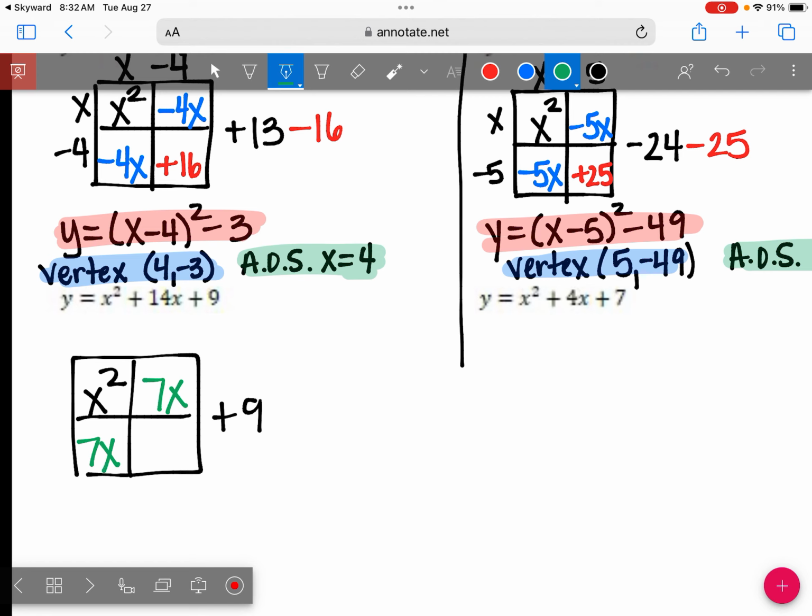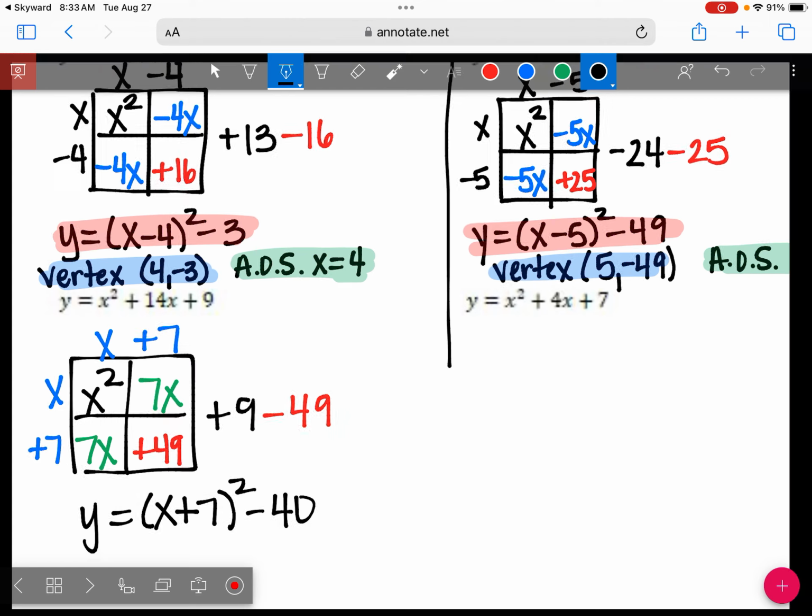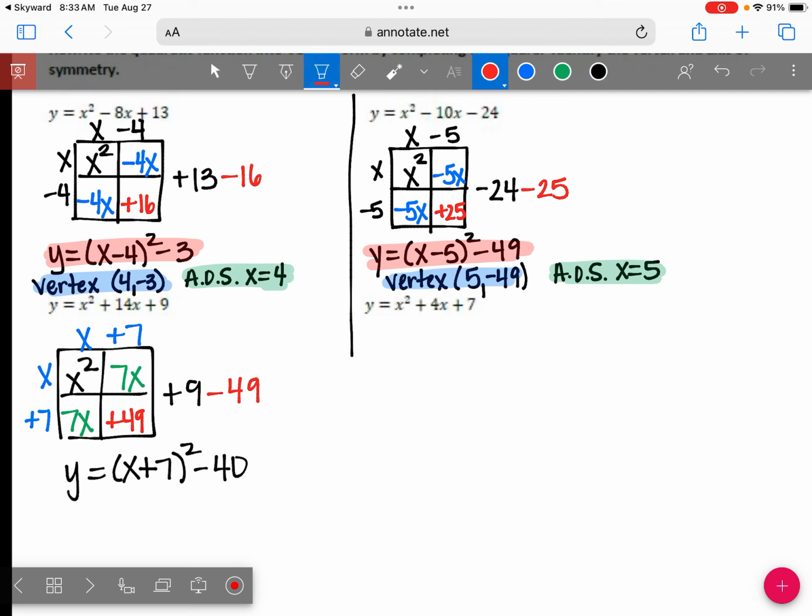And then what's the number that you put in the box to complete the square? 49, because 7 times 7 is 49. So we have an x plus 7, x plus 7. So your equation would be y equals x plus 7 squared. And then pick up your calculator and take 9 minus 49, and you should get -40. That's your equation in vertex form.